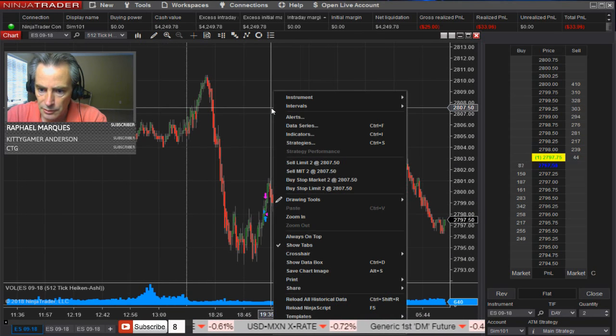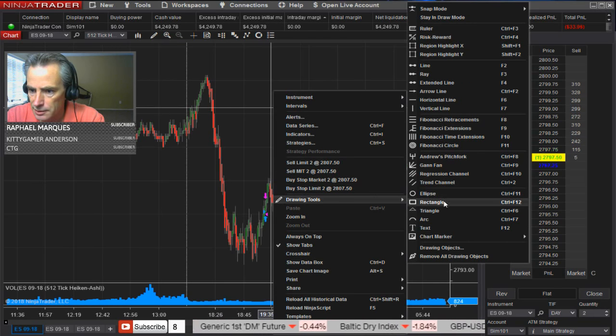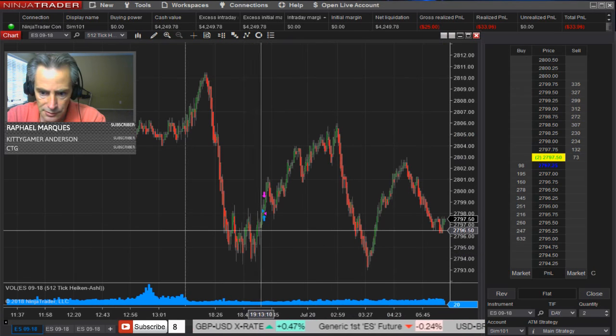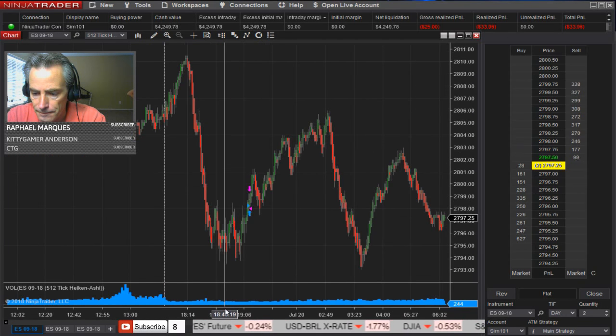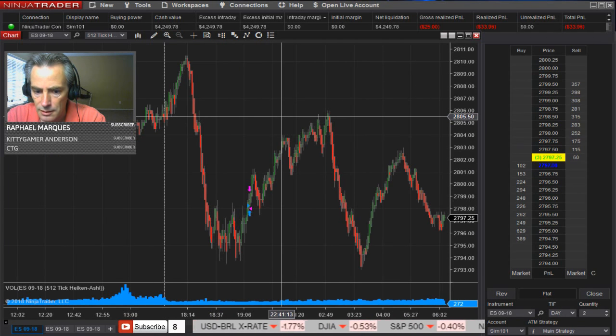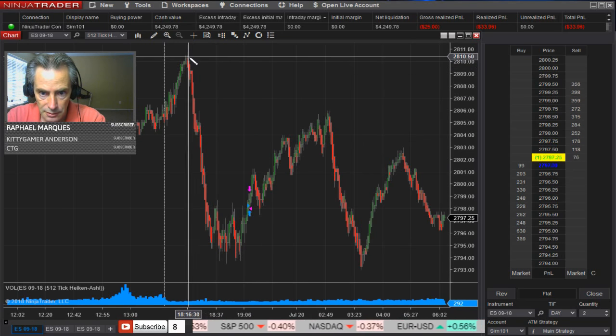So we're going to go ahead and erase all of our previous drawing tools. We'll right click on the chart, go to drawing tools, and then down at the bottom, remove all objects. So this chart here is our 512 tick chart.